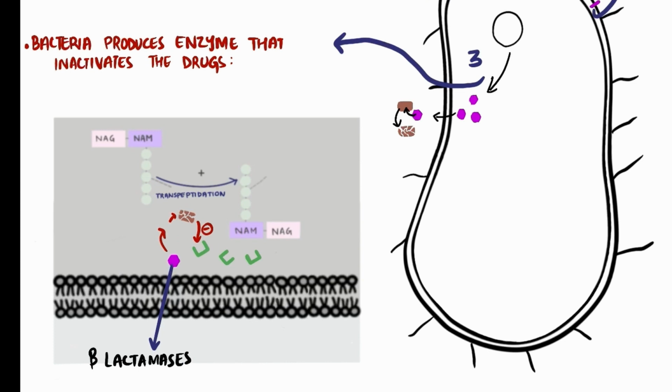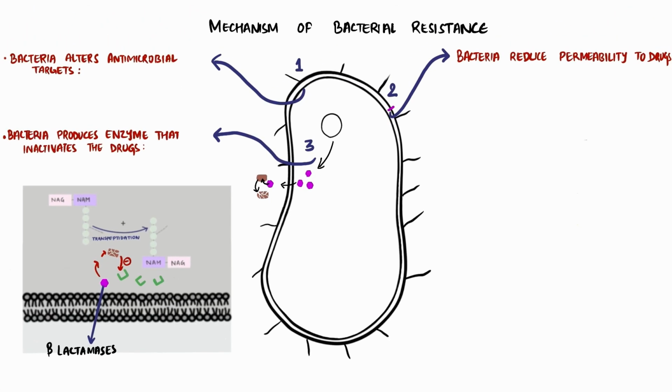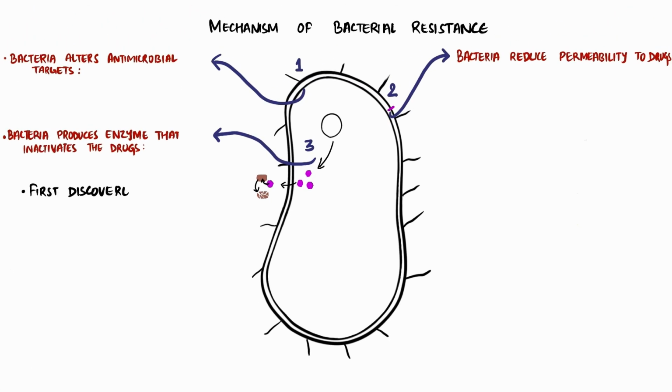As we know, the structural integrity of the beta-lactam ring is very important for the function of beta-lactam antibiotics. So when the beta-lactam ring gets disrupted by these enzymes, the antibiotic can no longer function. This mechanism was first discovered in Staphylococcus aureus. It was found that the bacteria acquired beta-lactamases and hence became resistant to penicillins.